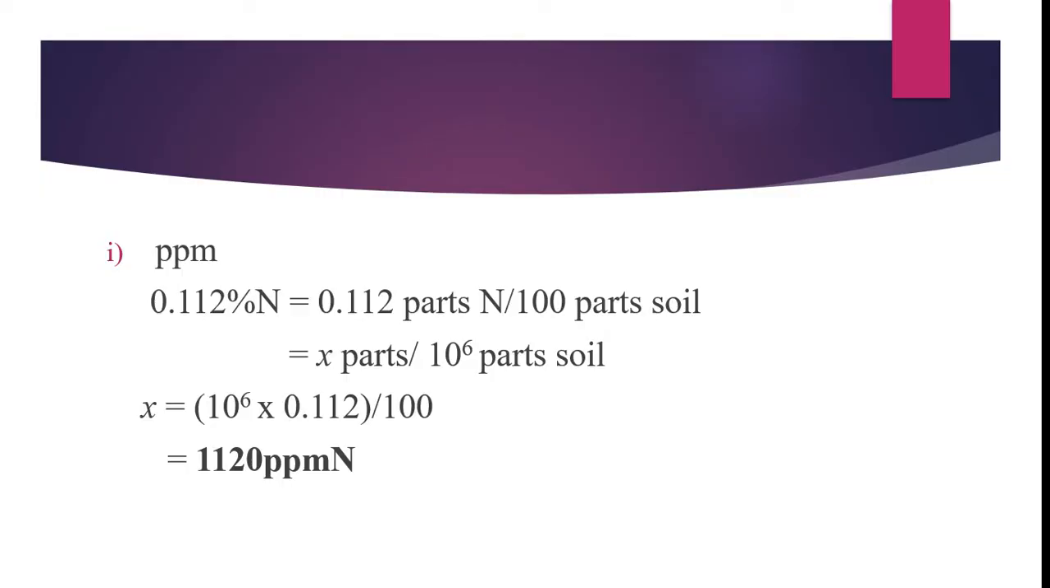Okay, so that is that. Then we move on to the next one. We have to convert the percentage to micrograms per gram. So this percentage, 0.112% nitrogen, we have to convert it to micrograms per gram.